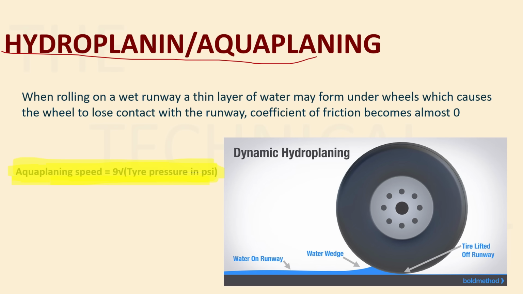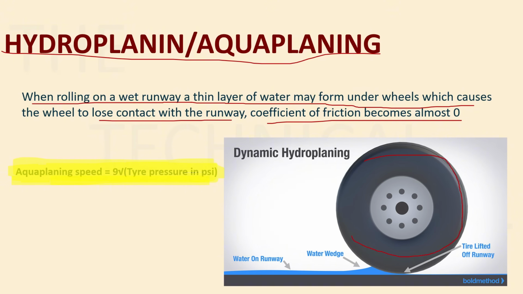Then what is hydroplaning and aquaplaning? When the tire rolls on a wet runway, a thin layer of water may form under the wheel, which causes the wheel to lose contact with the runway, and the coefficient of friction becomes almost zero. You can see here the wheel, and there is a thin layer of water under the wheel. This layer of water does not let the wheel contact the ground. This is the ground, and the wheel is not able to touch it. Why? Because of the water layer. So this is called aquaplaning or hydroplaning.